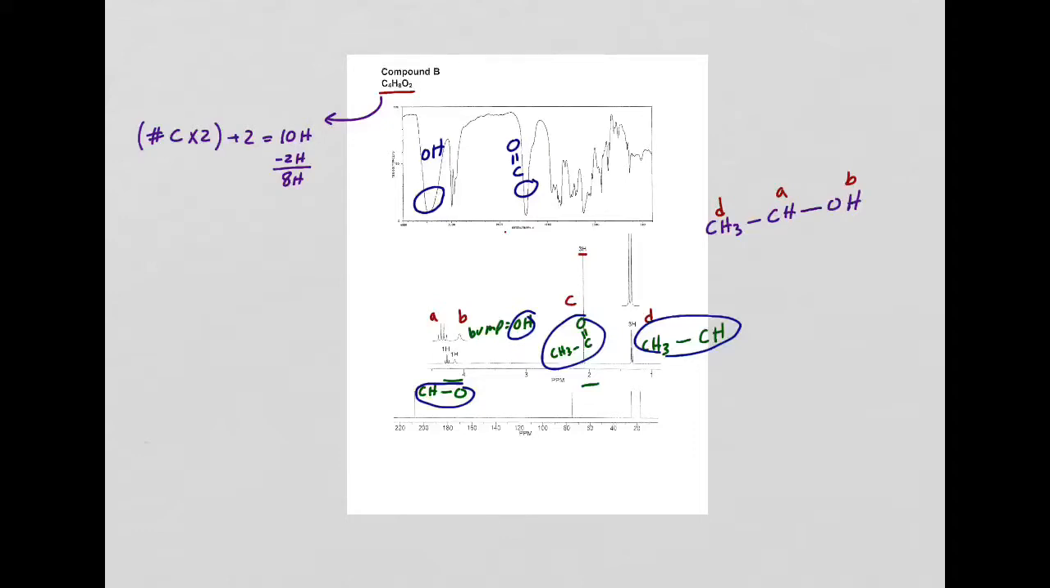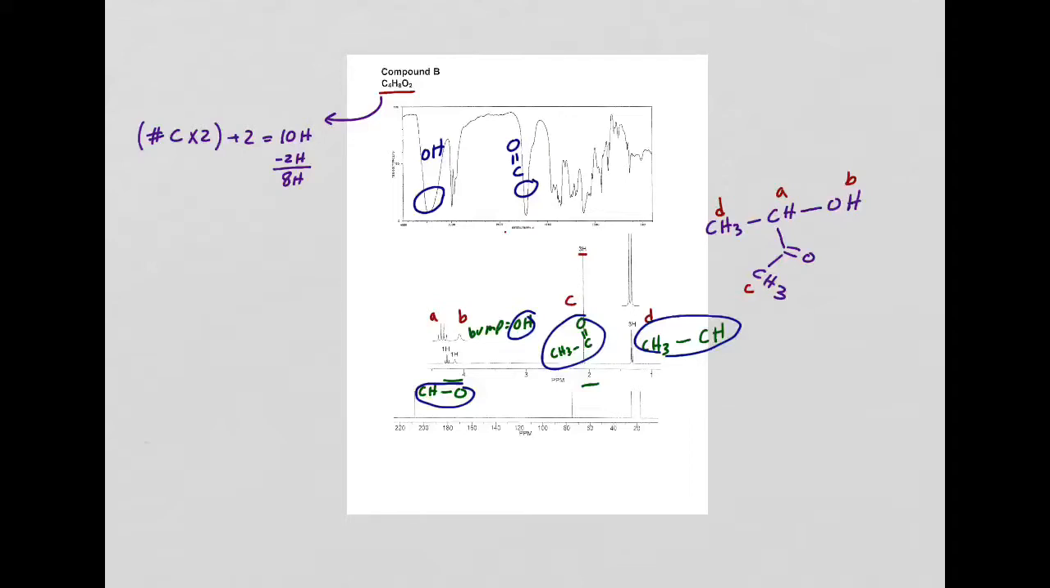Okay. Now, I have this piece to account for, right? I have this peak to account for. So this is a CH, so 1, 2, 3 bonds. So it needs one more bond. So could this be attached to the carbonyl? Sure. So then this would be my peak C.